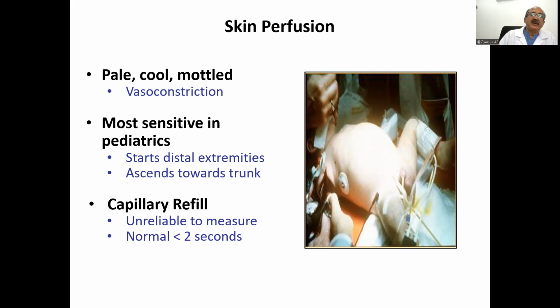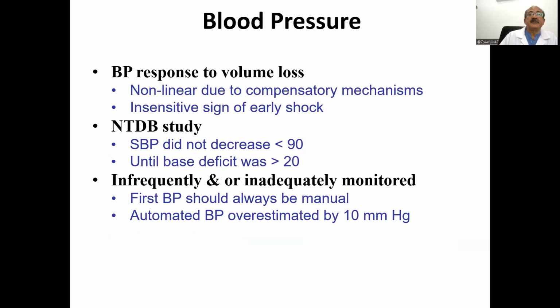Pale, cold vasoconstriction, I think, is where the patient is in a state of initial compensation. Most sensitive in pediatric patients. It starts from the distal extremities and then ascends towards the trunk. And capillary refill, although it is unreliable, one should go for the check. Normal is less than 2 seconds. If it is more than 2 seconds, this is definitely significant.